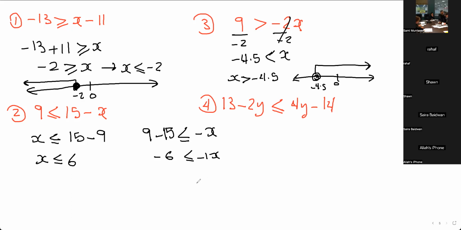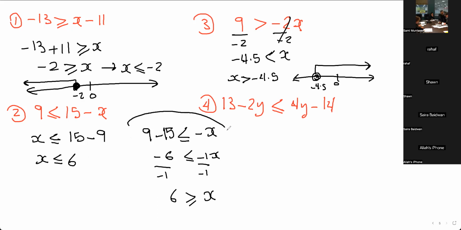Negative x is the same as having negative 1 in front of there. So we divide both sides by negative 1. And then negative 6 divided by negative 1 is 6. When you're dividing by negative, this inequality sign flips this way. And you have the x right here. So if you read it backwards, it's x is less than or equal to 6, which is exactly what that is.